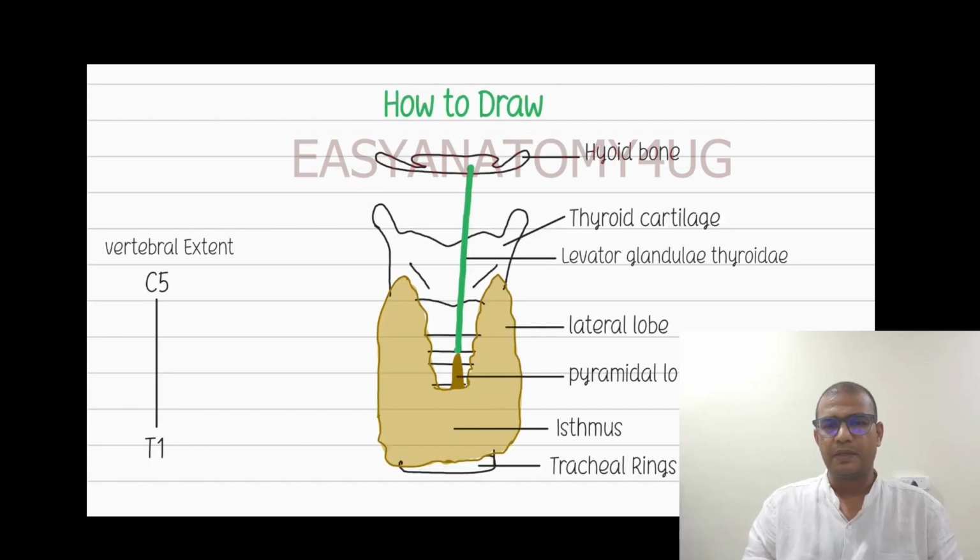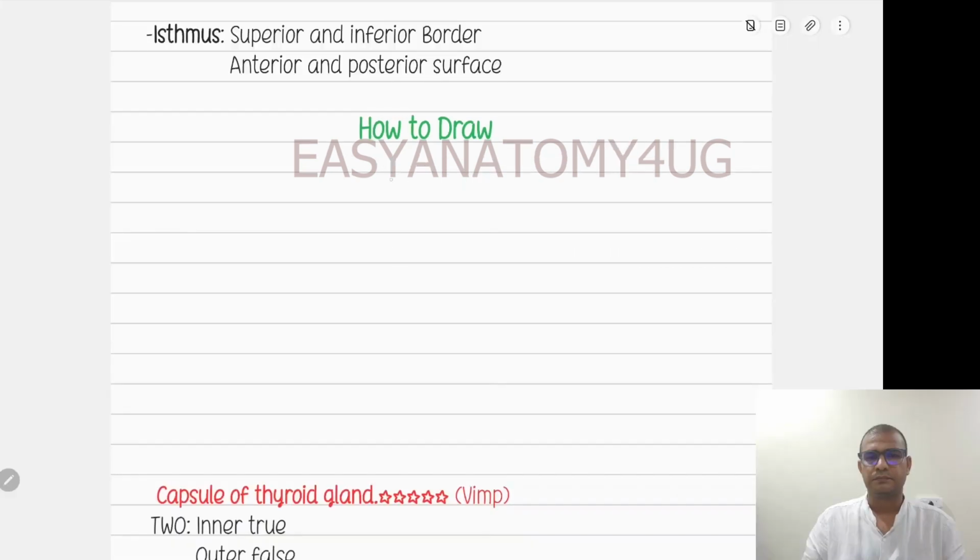Let us see how to draw this diagram showing the extent of the thyroid gland and various external features. We will begin with drawing the hyoid bone. Below the hyoid bone, we will draw the thyroid cartilage. Below the thyroid cartilage, show the cricoid cartilage and the tracheal rings.